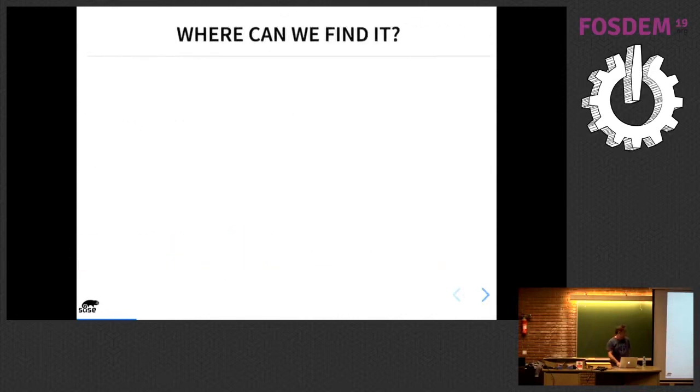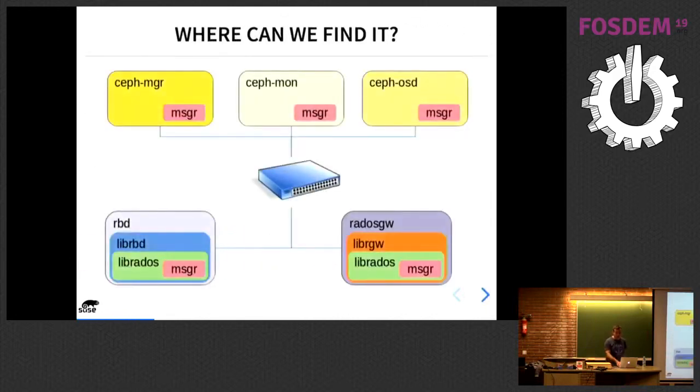So where can we find it in Ceph? Well, basically we can find it everywhere. Every component, every daemon has this small code that is used to communicate between each other, and the client libraries also have this code too, so that they are able to talk with other components.